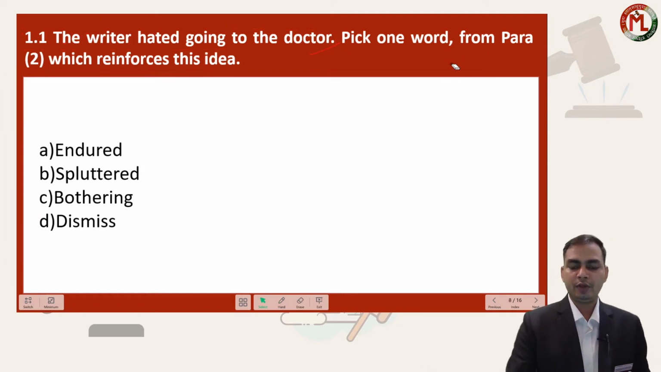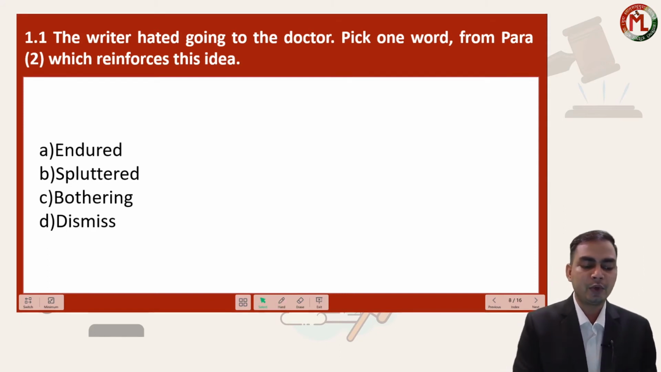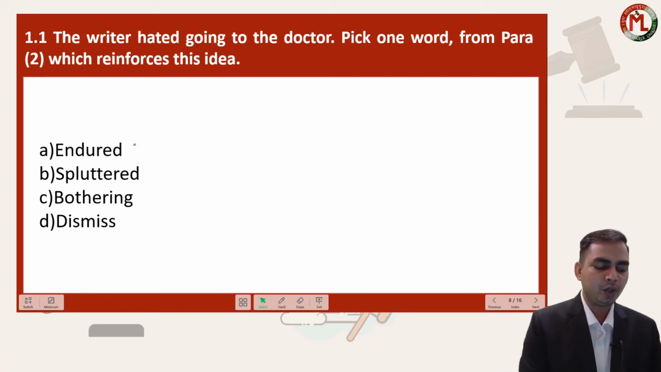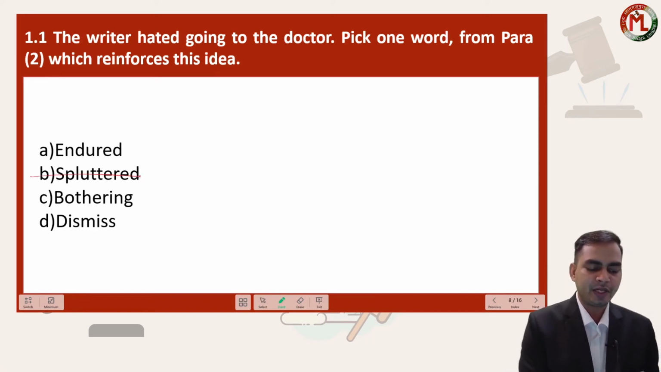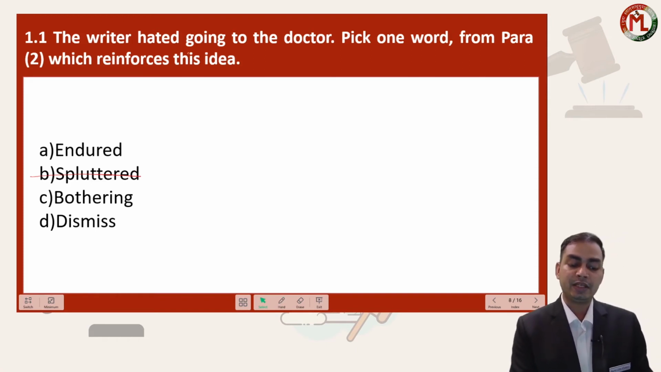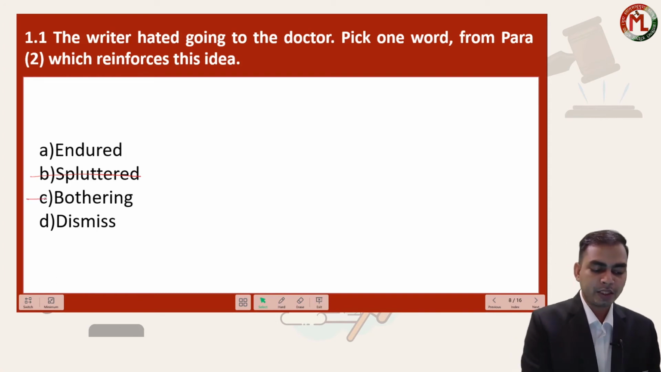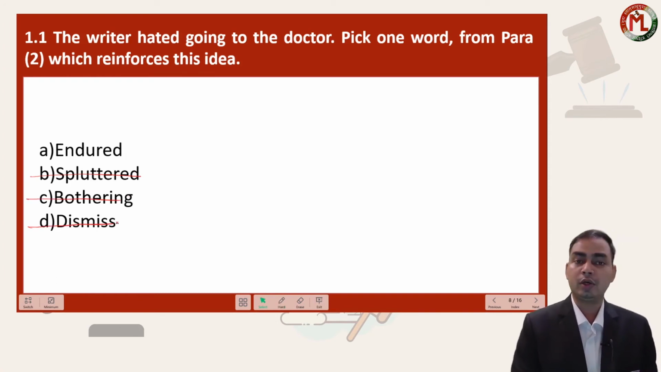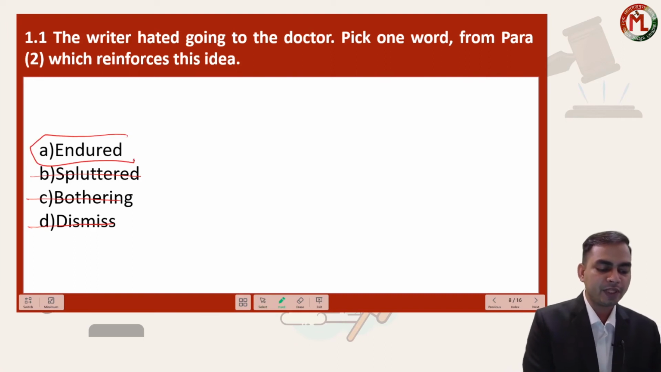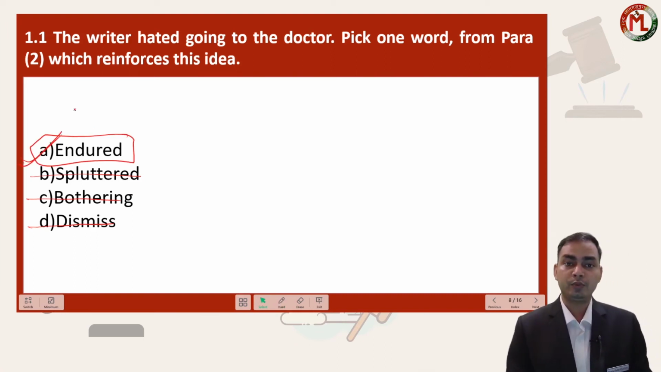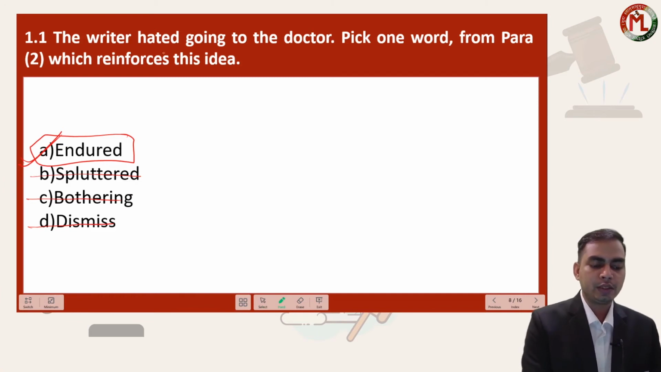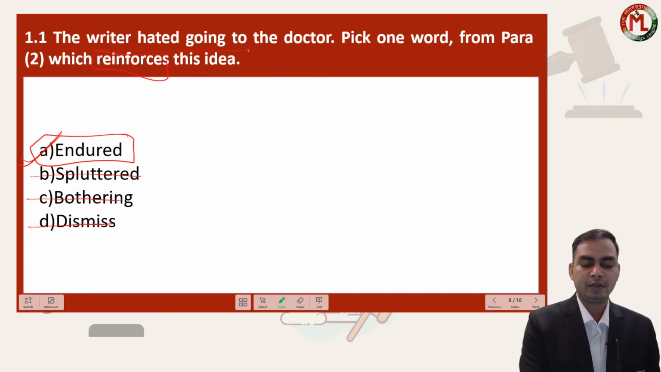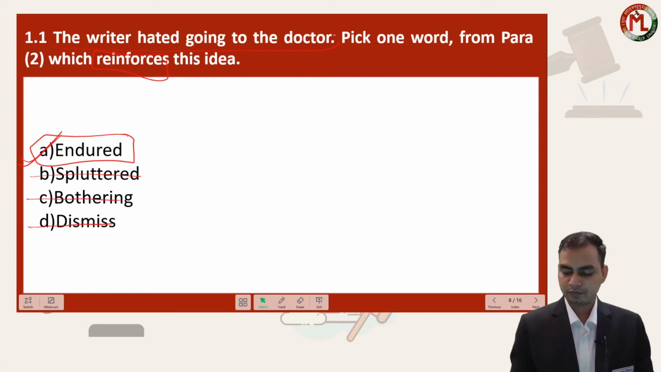So what technique do we have to use here while answering the question? We can use the elimination technique, right? What do you mean by elimination technique? Like reading the word and cutting that. So here endured can be considered, splutter can be eliminated because it is not even related, splutter is not something that makes the writer hate going to the doctor. Bothering is also not that word and dismissing is also not that word. So here we are left with endured, meaning to bear or to put up with. So the word endured reinforces this idea that the writer hated going to the doctor.